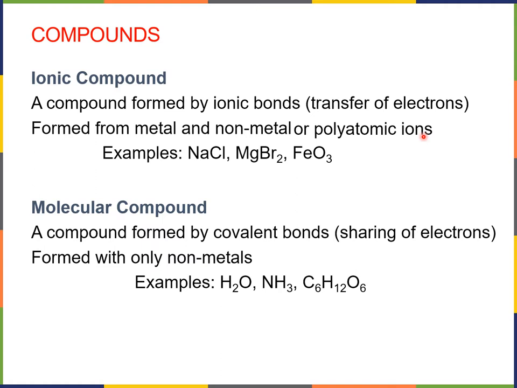So you could have, for example, K2SO4. Here you have potassium, a monatomic cation, that's bound with sulfate, a polyatomic anion. Or you could have something like ammonium phosphate, where the polyatomic cation ammonium is bound to the polyatomic anion phosphate. In other words, an ionic compound now is any compound formed from a cation and an anion.